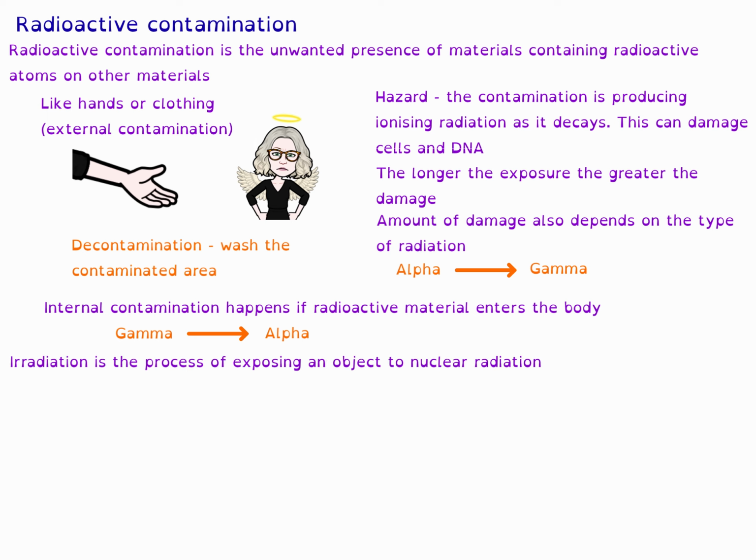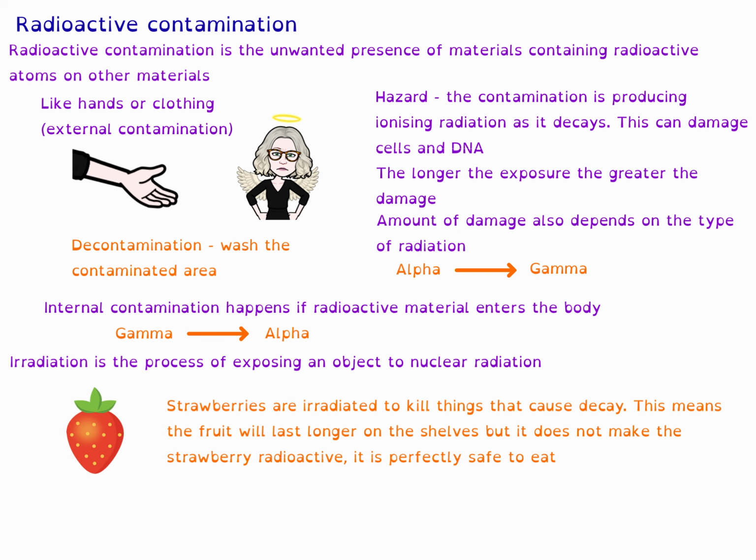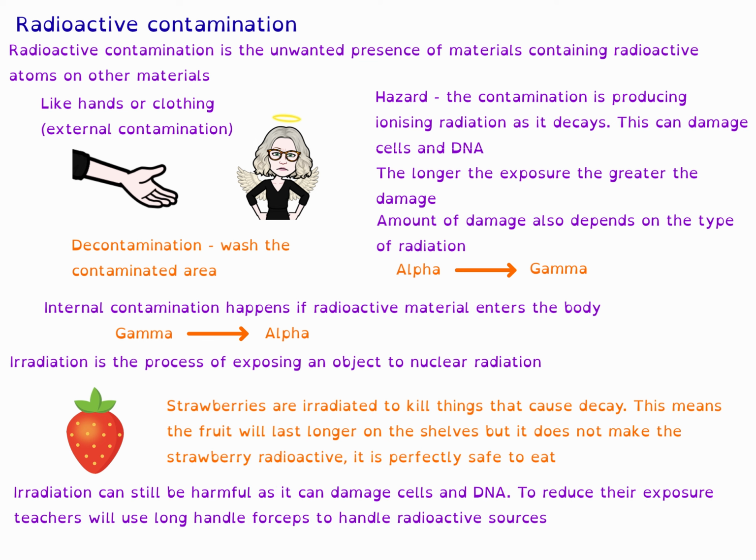Irradiation is different from contamination. It is the process of exposing an object to nuclear radiation. Strawberries are irradiated to kill things that cause decay. This means the fruit will last longer on the shelves, but it does not make the strawberry radioactive. It's perfectly safe to eat. Irradiation can still be harmful as it can damage cells and DNA. To reduce their exposure, teachers will use long-handled forceps to handle radioactive sources.